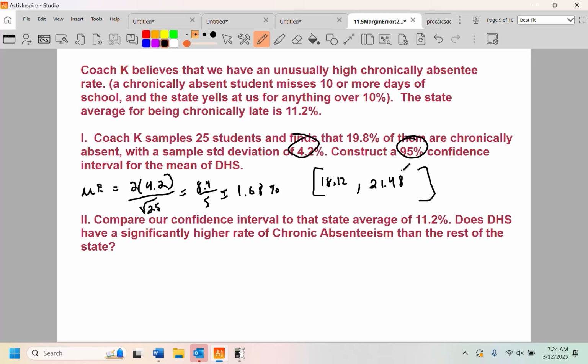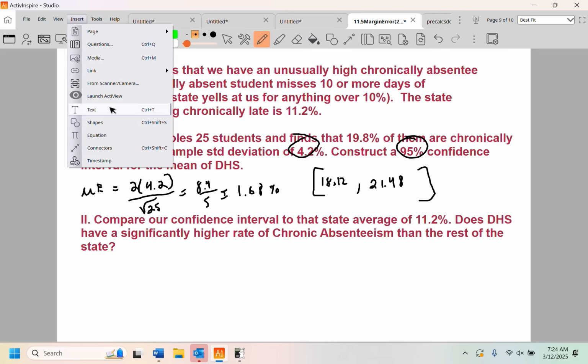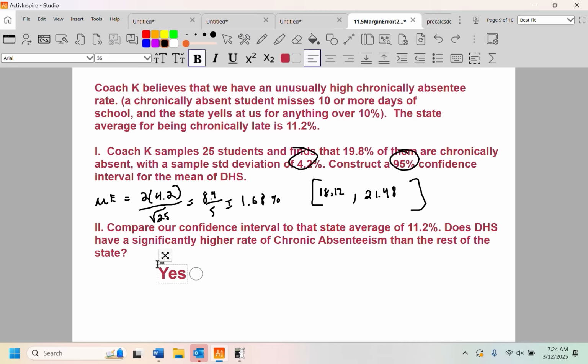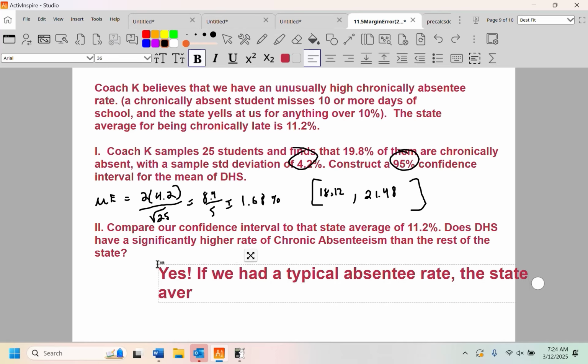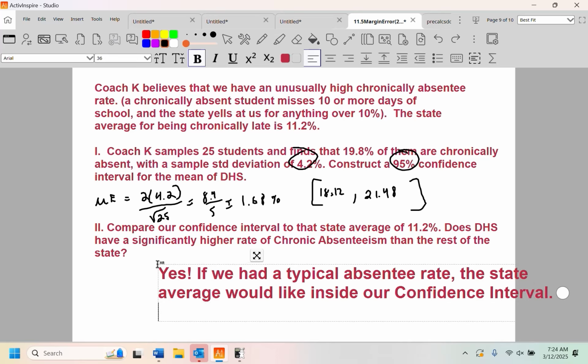Ooh, compare our confidence interval to that state average of 11.2. Does DHS have a significantly higher rate of chronic absenteeism than the rest of the state? Yes. Yes, it does. If we had a typical absenteeism, the state average would lie inside our confidence interval. And it doesn't. So yes, we have a significantly higher rate of chronic absenteeism.